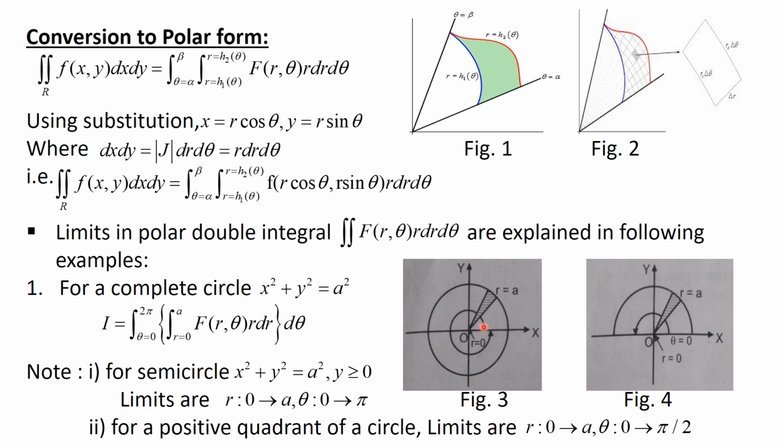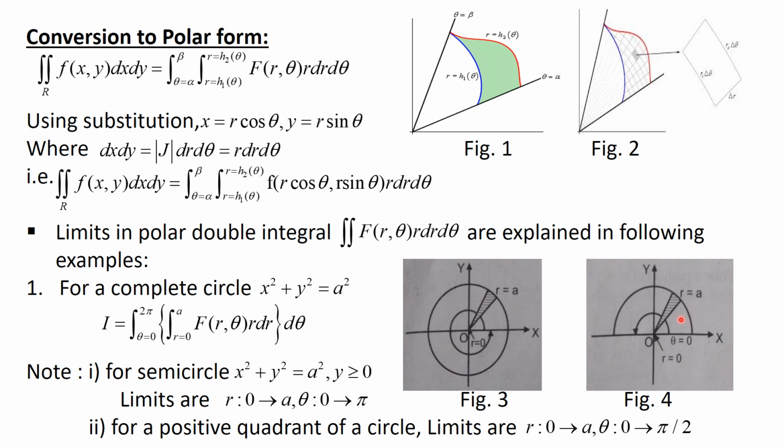And similarly theta is the angle changing. If we are considering the complete circle, then theta varies from theta equal to 0 to theta equal to 2 pi. Hence our limits come out as r equal to 0 to a, theta equal to 0 to 2 pi, and x equal to r cos theta, y equal to r sin theta, dx dy equal to r dr d theta, which is for the complete circle.